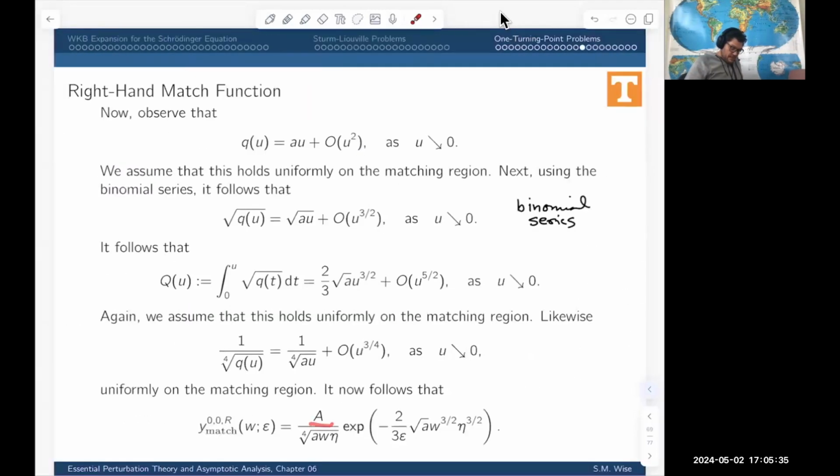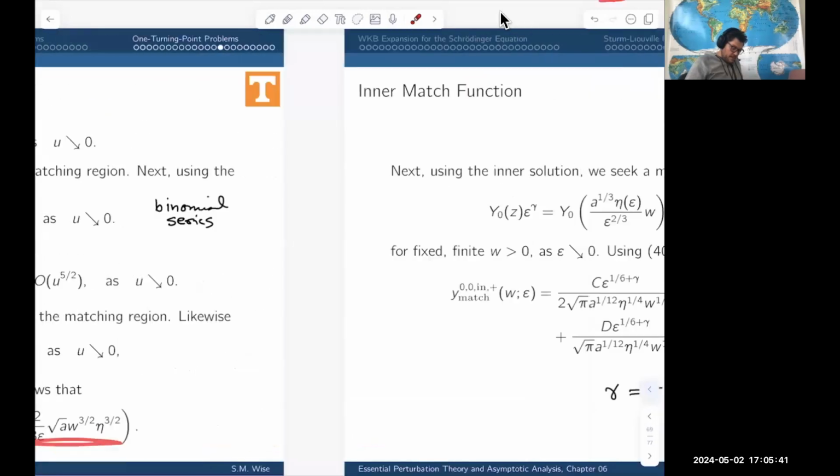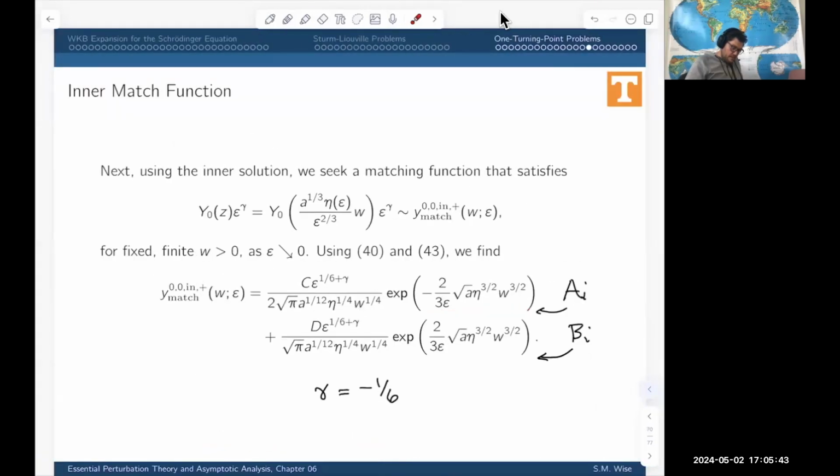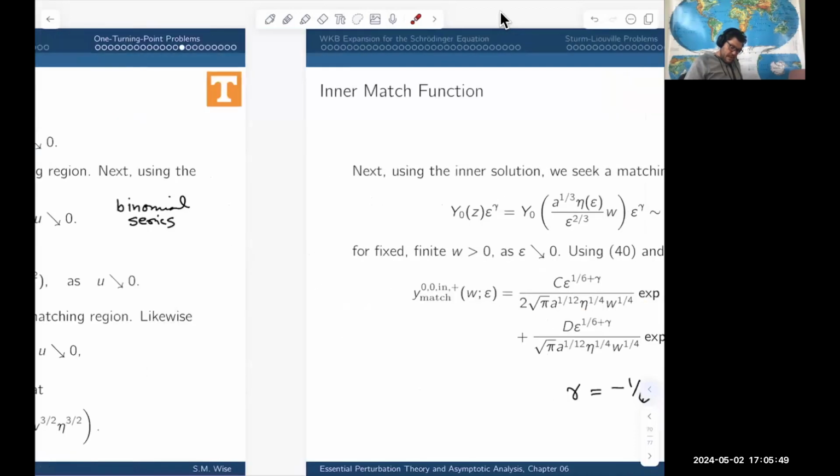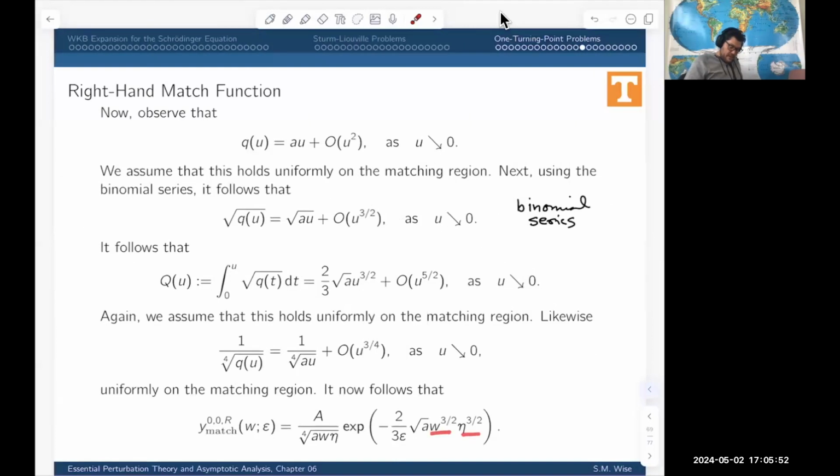because there's no direct epsilon dependence here. Now, all of these other terms I can match. So here and down here, I can match all those up. So let's see, we have W to the 3 halves and eta to the 3 halves. I don't have to do any matching there.